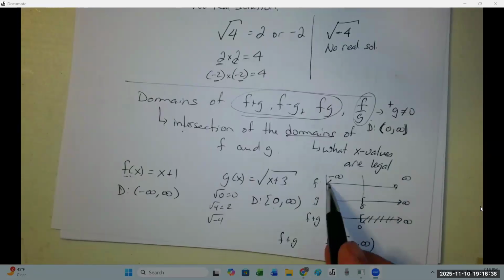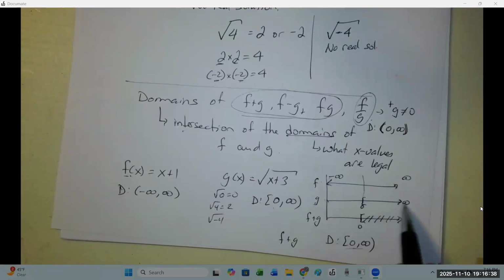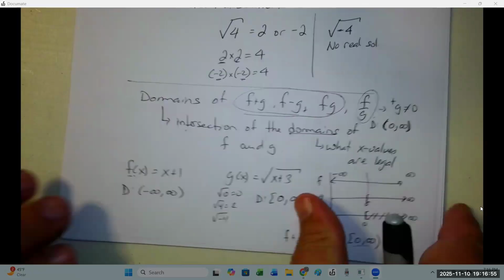So look at your functions, find the domains of them, and then see where they overlap. When we finish these sections, we'll go over all the functions, and I'll show you what I'm talking about when we talk about domains and ranges and the functions themselves. All right, so let's look at example 2.